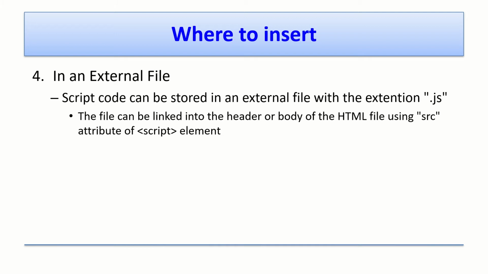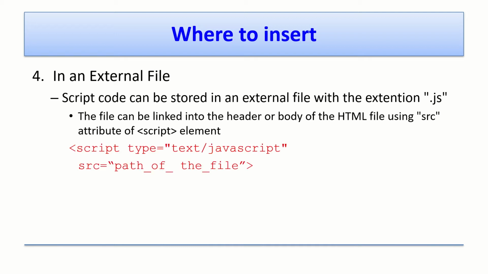That external file can be linked with our HTML file in the HTML header or body section. When we link our file, we can use the src attribute in the script element. This is how we use it: script, the type we set to text/javascript, and then we link our external JavaScript file using the source attribute, the src attribute. Then we can close this script tag.